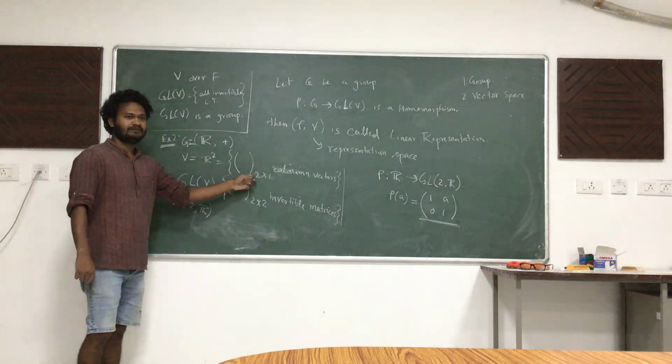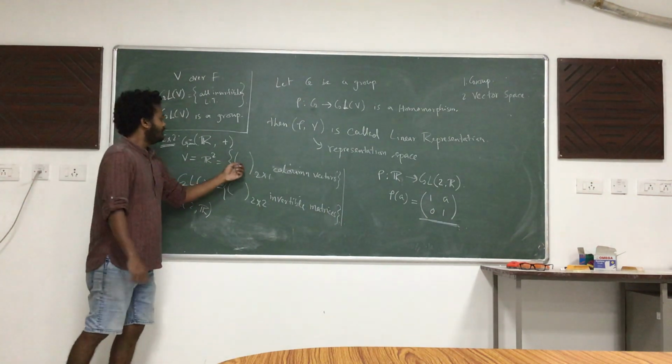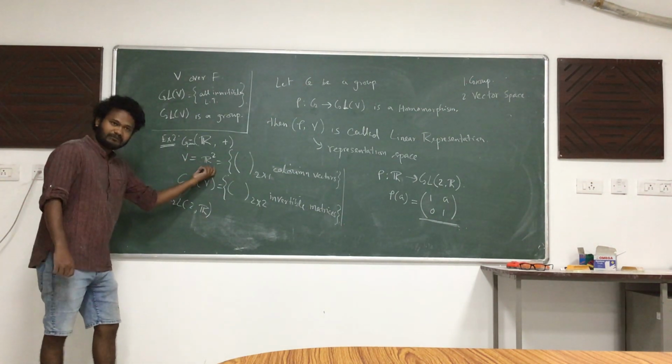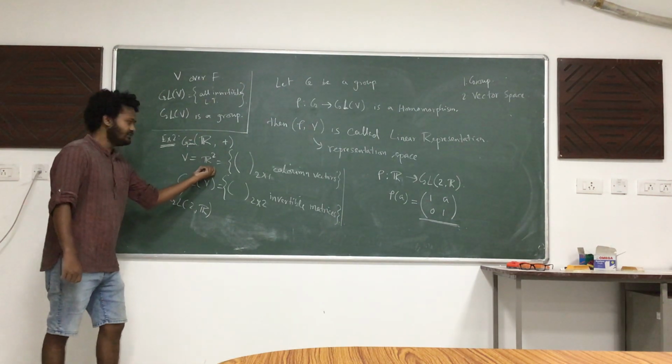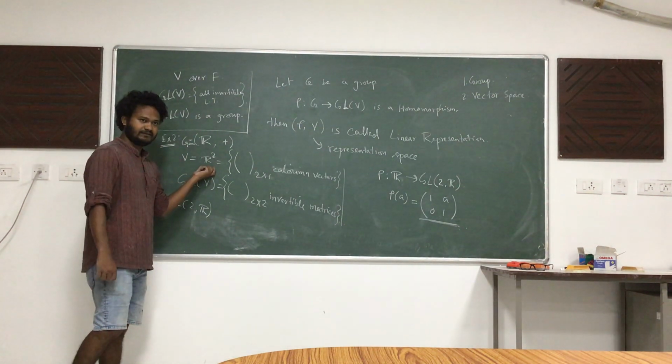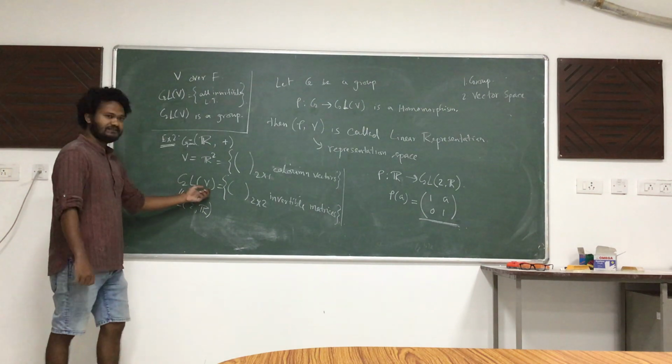Understood? Then, if we choose V to be the two-dimensional vector space over R, then what is GLV?